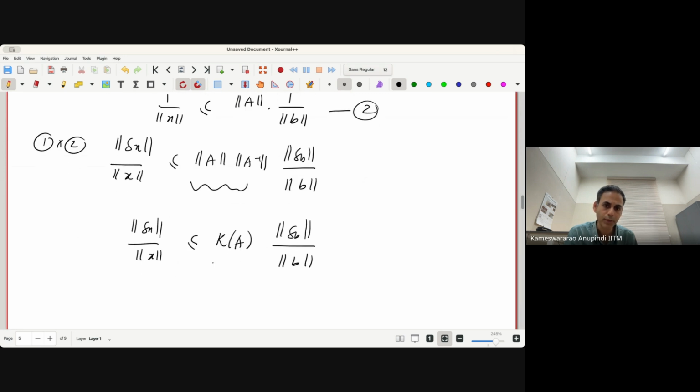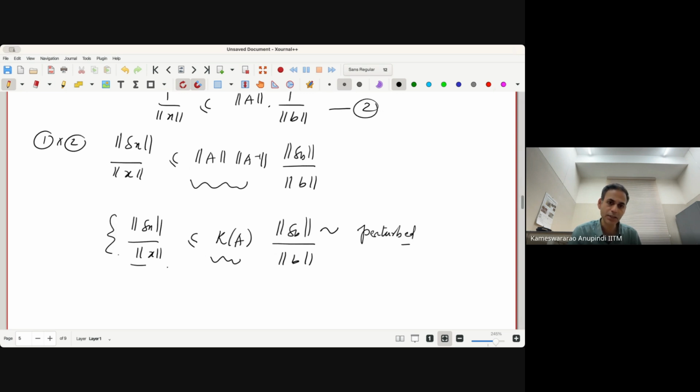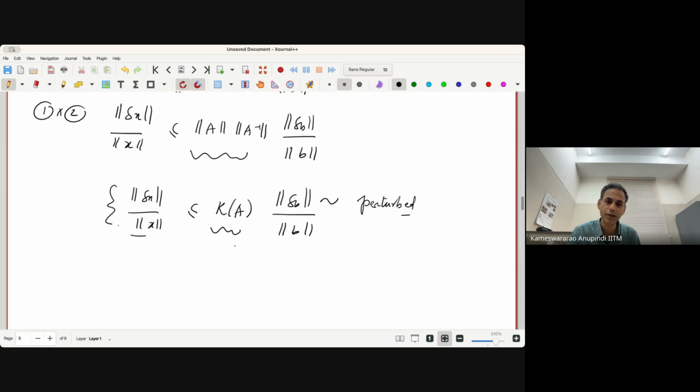Okay. So that means you can clearly see here, if I perturb my right hand side, if delta B is perturbed with respect to B, so this is some kind of a perturbed or a percentage perturbed value, then how much the delta X changes is determined by the condition number. That means if the condition number is small, then this change will translate into pretty much the same value into the solution X.